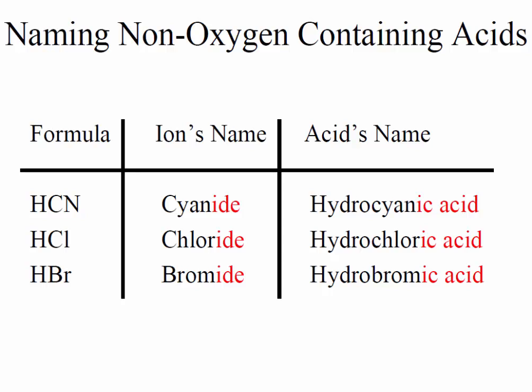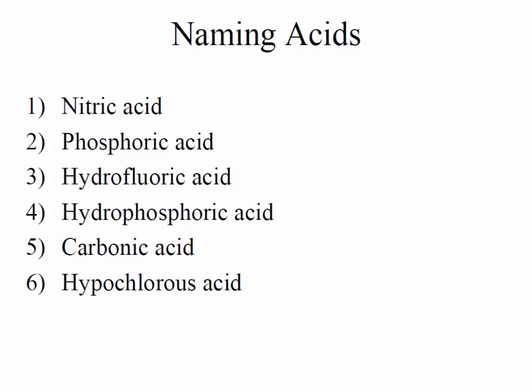So you've got three possibilities. An anion that ends in ide becomes hydro-ic. If it ends in ate, it just becomes ic acid. And if it ends in ite, it becomes ous acid. So again, you can pause it to try these practice problems.